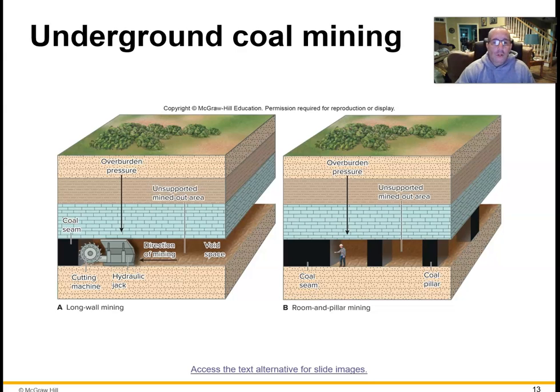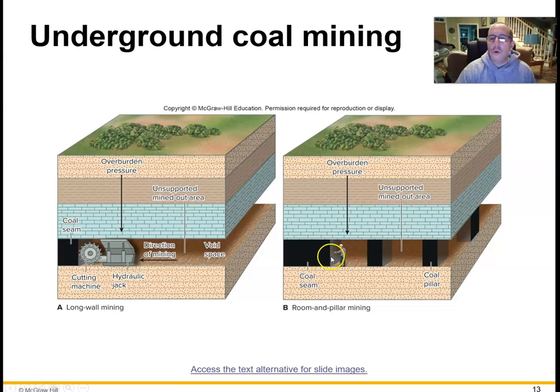So here's an example of some underground coal mining, some of the different ways that they do it. There will be a coal layer. Remember, this is a sedimentary layer, so you've got limestone and sandstones above or below this, and they'll go in and mine a seam underground.